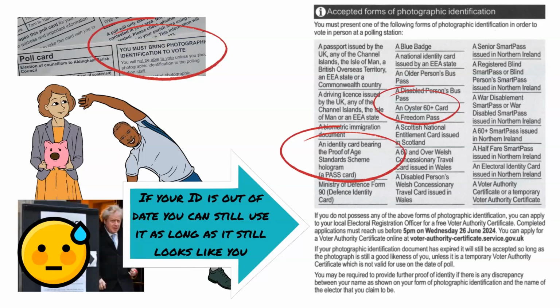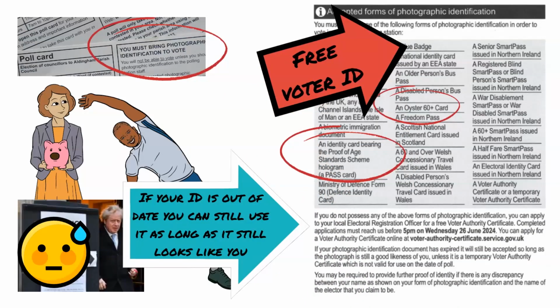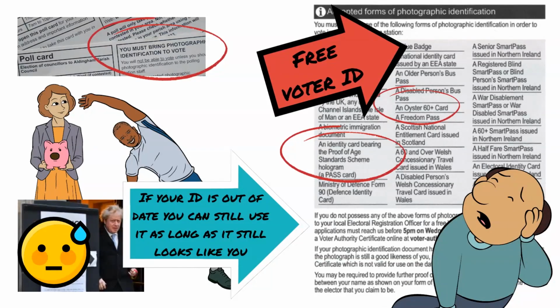And even if you don't have any of these ID, you can still apply to the local electoral registration officer for a free voter authority certificate. Again, I'm going to stick the link for this up top and in the description. Wow, that's a boring bit, but sorry, this is what happens when we have to have voter ID. On to the exciting bit.